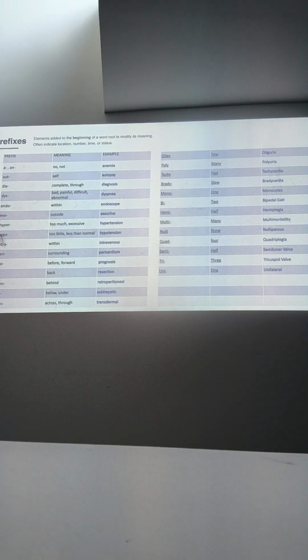And then you also have prefixes for the quantity of things and even the number of things. So oligo means few, so oliguria, that actually means you have very little urine. And then poly, which is many, we all know that. So polyuria, that means you have too much urine. And then there's tachy, that means fast. So tachycardia, you have a fast heart rate. And then there's brady, which is slow. So bradycardia, very slow heart rate.